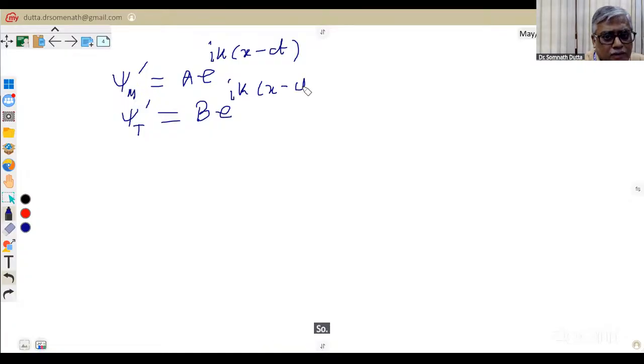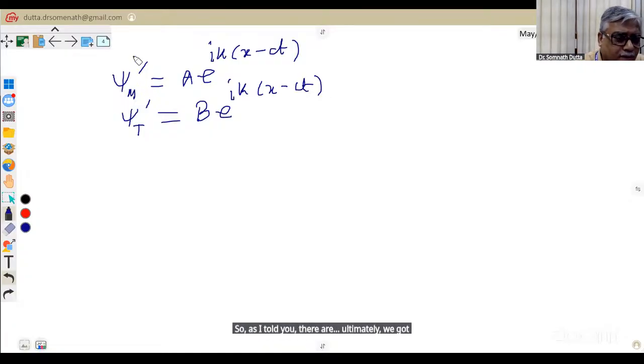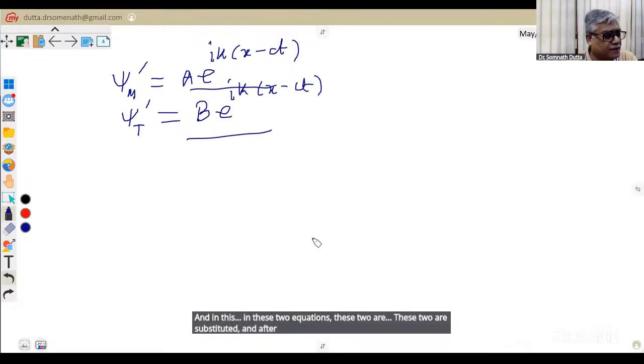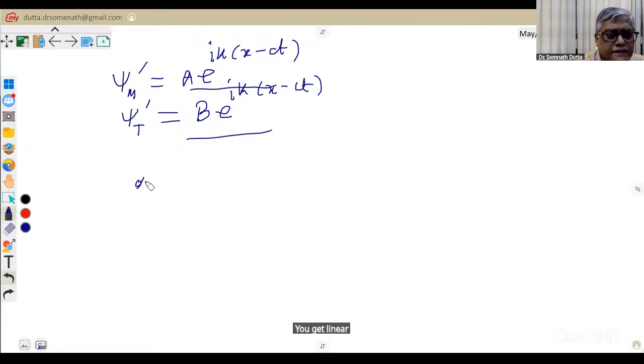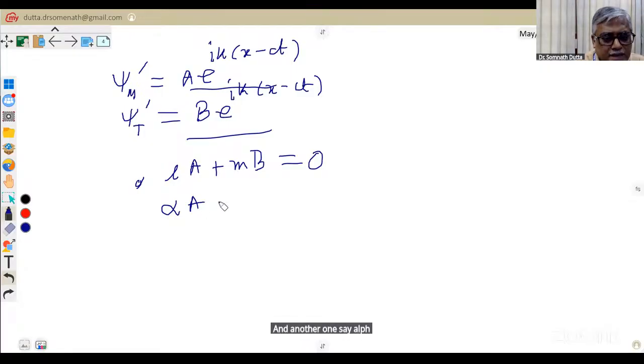As I told you, ultimately we got two equations in psi m prime and psi t prime, and in these two equations, these two forms are substituted. After you substitute them, you get linear equations like this: LA plus MB is equal to 0, and another one, alpha A plus beta B is equal to 0.